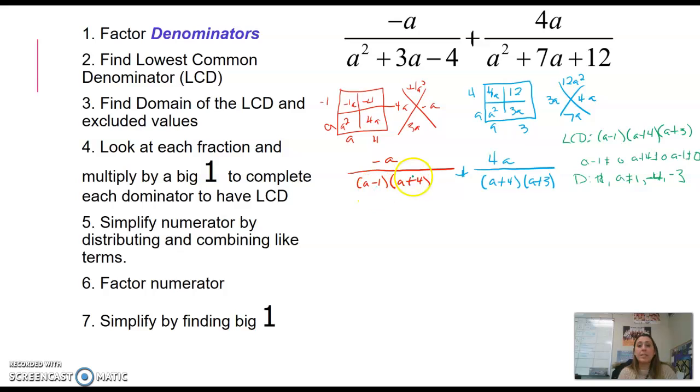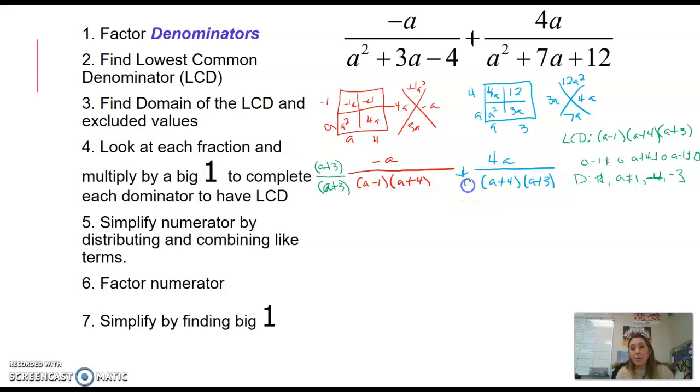Okay, so now I'm looking at this. I've already rewritten this. I'm looking at my LCD, and I have an a minus 1, so I don't need to worry about that. I have an a plus 4, so I don't need to be worrying about that. But I have this a plus 3 that I do need to worry about. So I need to add that. So I'm going to multiply this by a plus 3. And if I do that to the bottom, I'm going to have to do that to the top. So a plus 3. And then this one over here is missing, I have an a plus 4, I'm missing the a minus 1. So I'm going to multiply, and I'm going to write it right here just because I have a little bit more space.